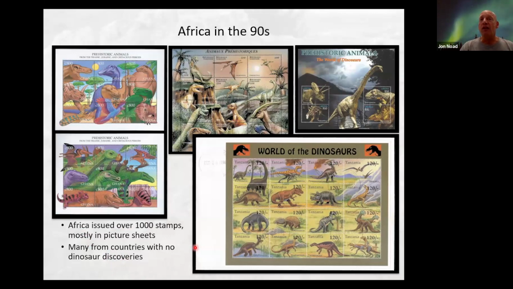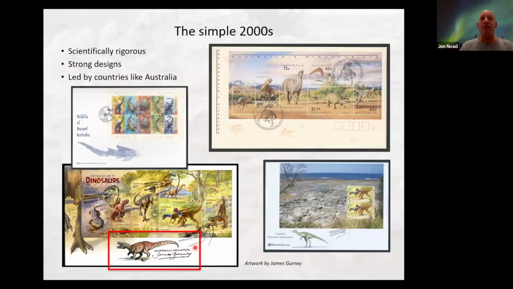But there's over 1,000 stamps that were issued in this wave that went from about 91 to 95. It covered Africa, it also covered the Caribbean, and the fateful Caribbean issue, one of them from Antigua, was the one that first sucked me back into collecting dinosaurs on stamps. So there was some good that came out of it.